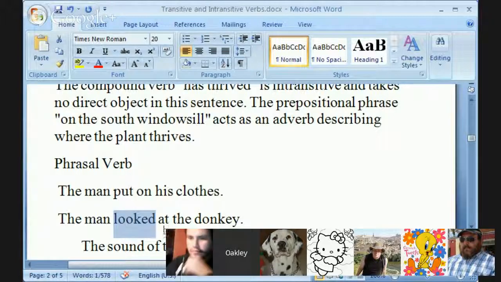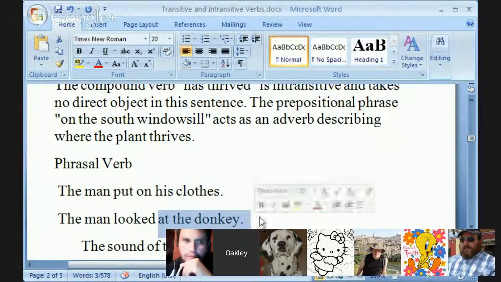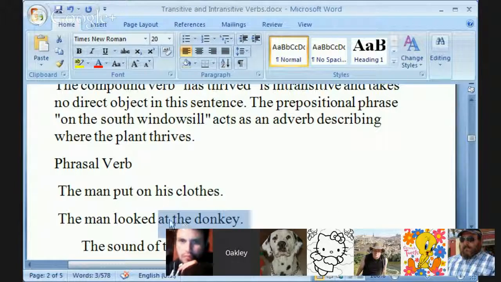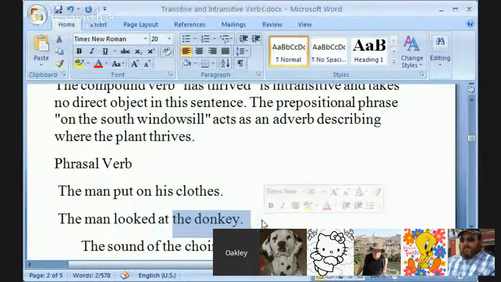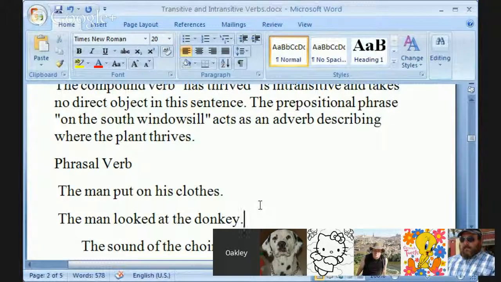Okay, the man looked. Now this is trickier. Heidi's example is actually more difficult to consider because I could think the man looked where? At the donkey. Or the man looked at what? He looked at the donkey. It kind of works both ways if I consider the where or the what question. That means it's very, very tricky. It's transitive, including the preposition. We need to think about looked at as connected. Then it's looked at what? Still transitive.